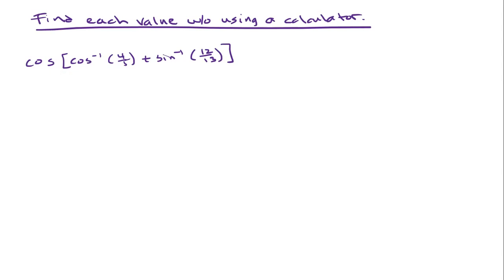Okay, so the last problem we're going to look at is this one. This one, the same thing, wants us to find the value without using a calculator. So we have cosine of the inverse cosine of 4/5 plus the inverse sine of 12 over 13. So again, go ahead and pause this video and see if you can figure this out.